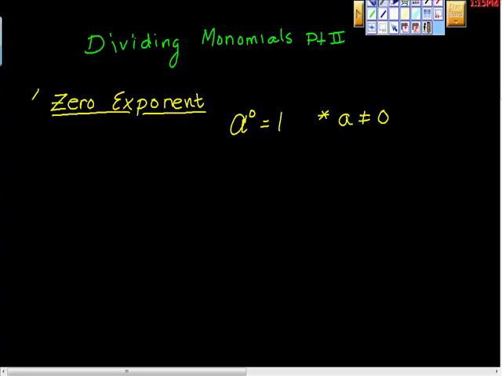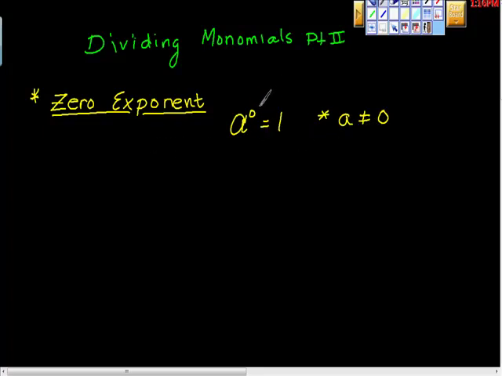The concept says this to us. It says if we have a zero exponent, that is, if we have a to the zero power, its value is going to be equal to 1. Now, it's important to realize, a little asterisk here, a can't equal 0, and that will become clear to you in a second also, I hope. But let's look at this for a second.